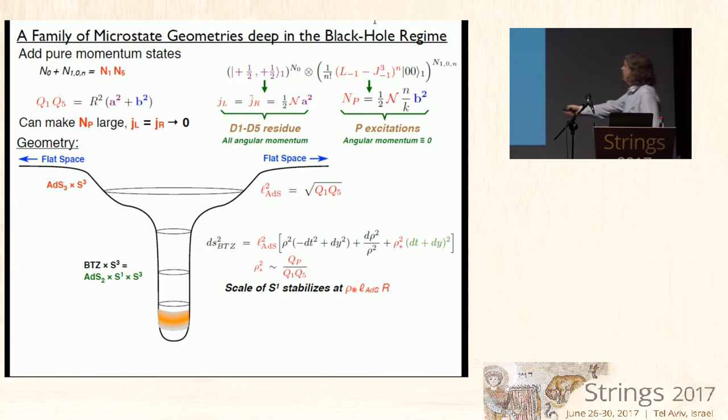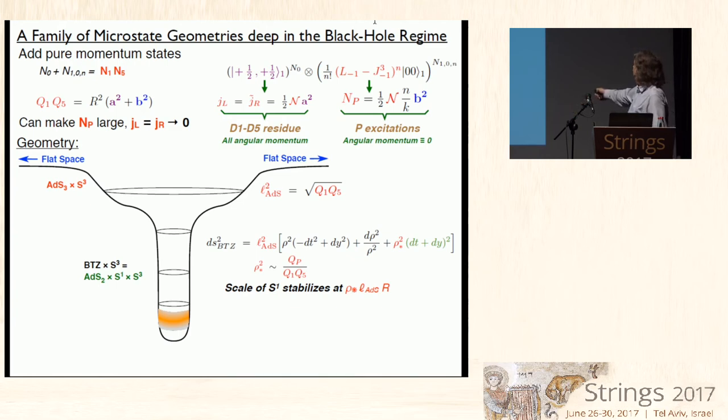And so you get this nice holographic background, which you can do holography on, the ADS3 cross S3, and invoke all the stuff I've just said. But because you've got a momentum charge, this thing then transitions to a BTZ geometry. Basically, here's the standard BTZ. It becomes BTZ cross S3, but it's the standard BTZ metric.